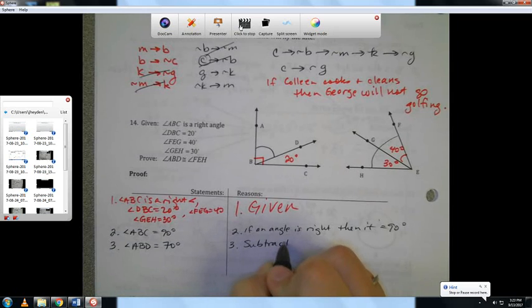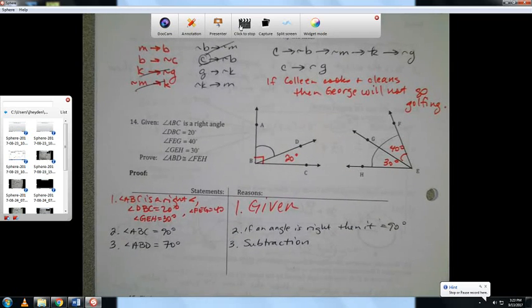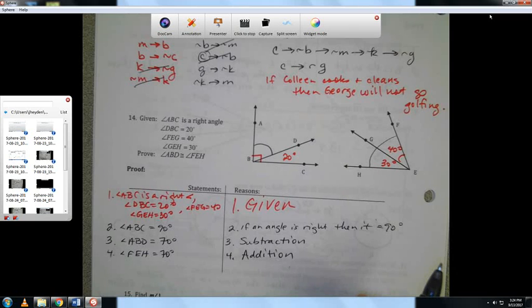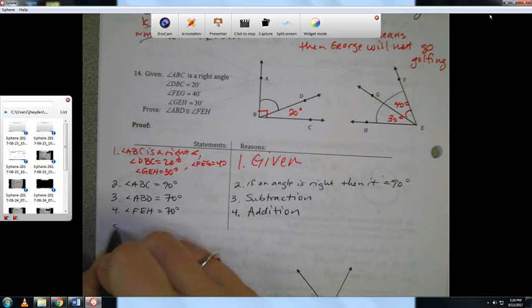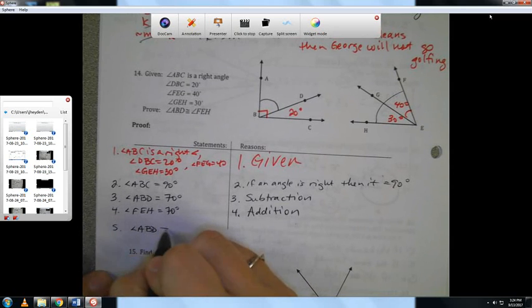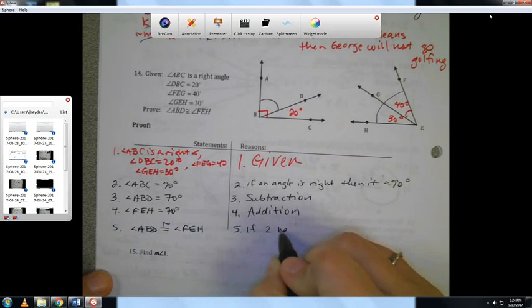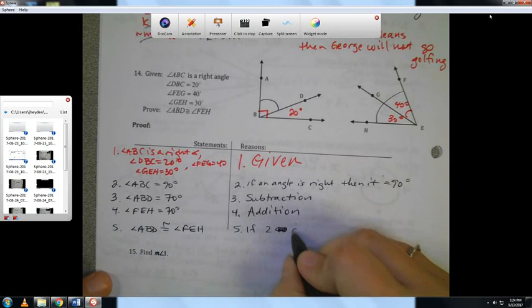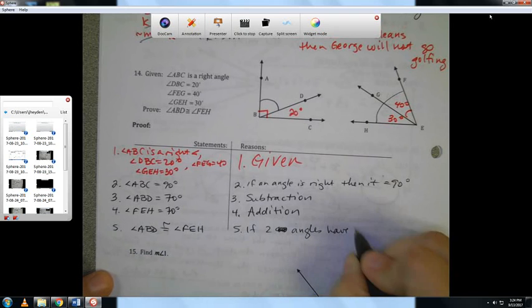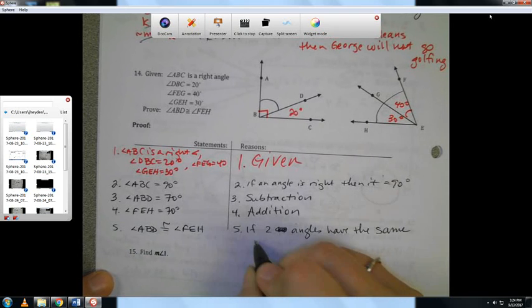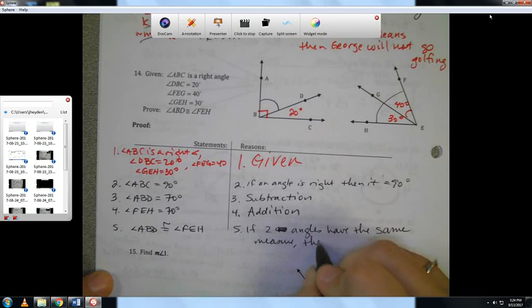And what else? Angle FEH equals 70 degrees because of addition, right? When you add the 30 and the 40. Sorry about that. Addition. So then we're done. Angle ABD is congruent to angle FEH because if two angles have the same measure, they are congruent. Okay.